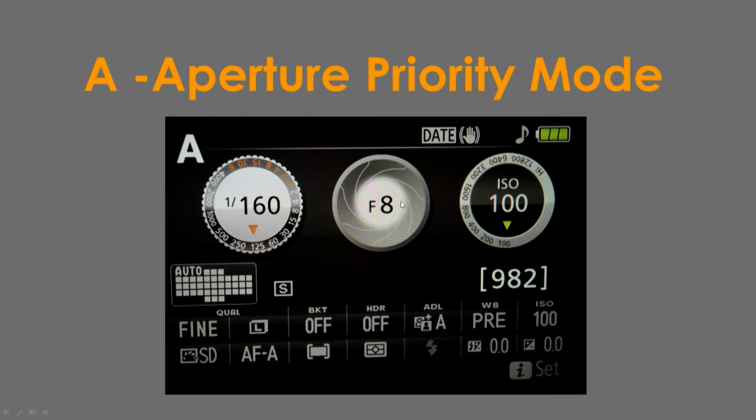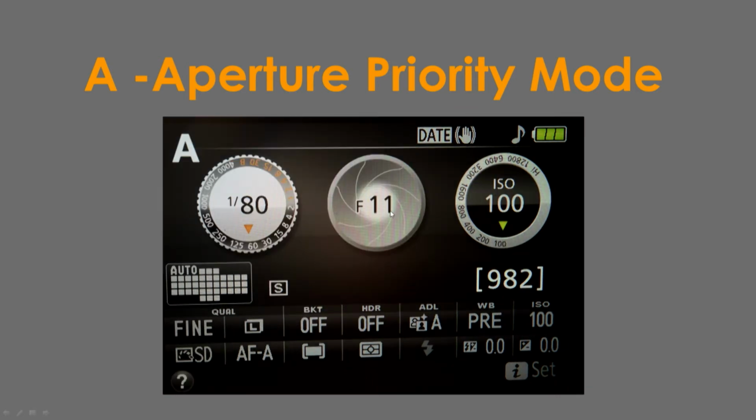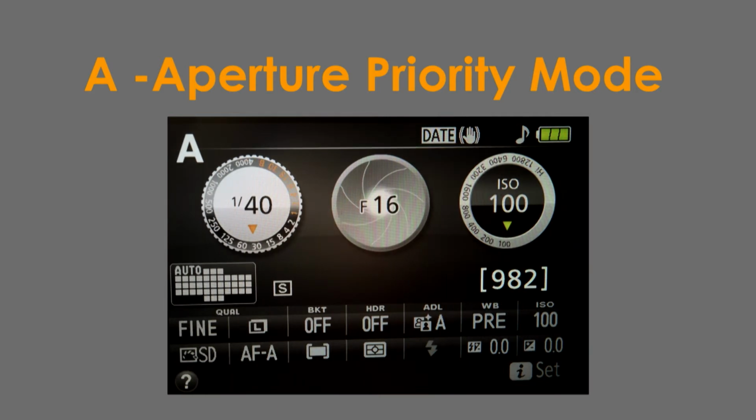Now I am going to move my aperture from f8 to f11, which means I am cutting out light by one stop. So my shutter speed has come down to 1/30th. It is all done in the camera. Now you have to control only the aperture. You have to choose only the aperture which you want to shoot at, and the camera will automatically adjust the shutter speed for it.